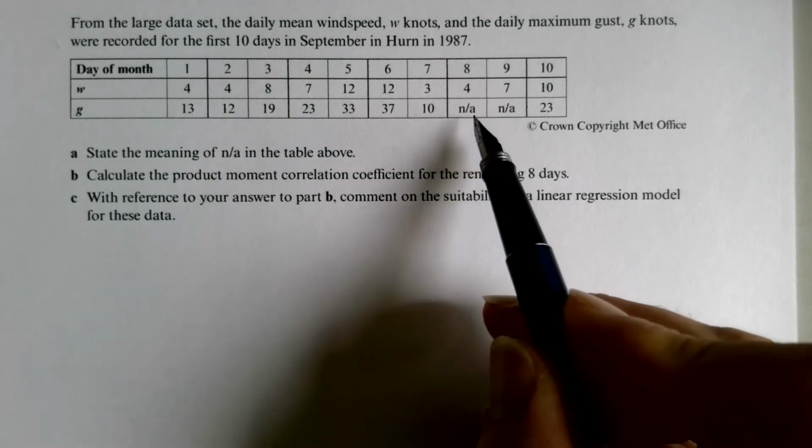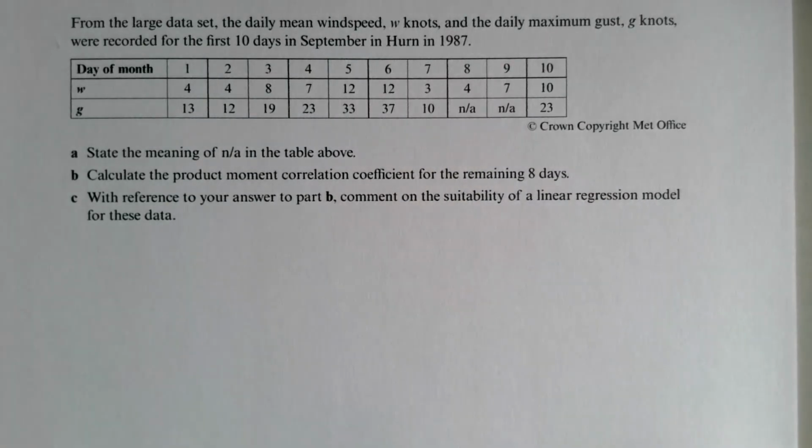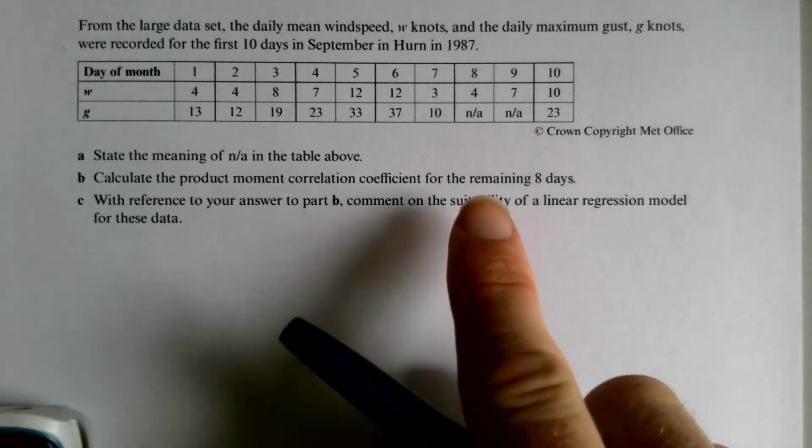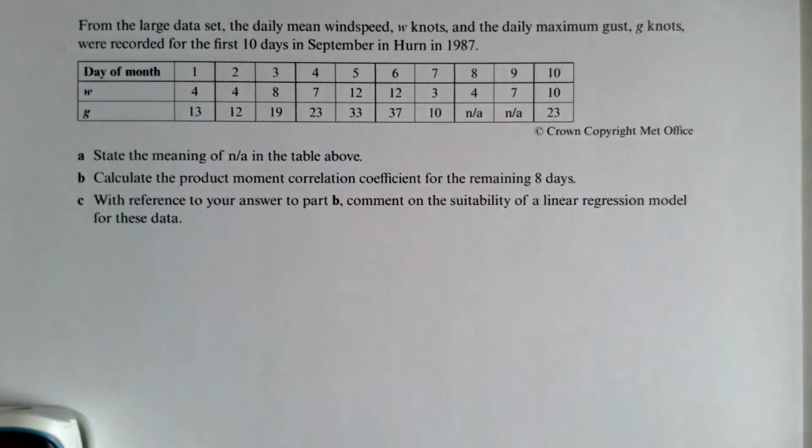There's no data given for there, so we don't know anything about the strength of the maximum gust on days 8 or 9, which just means we can't use that data. Right, now the thing we need to do is calculate the product moment correlation coefficient for the remaining 8 days. So we're not going to put those two values in.